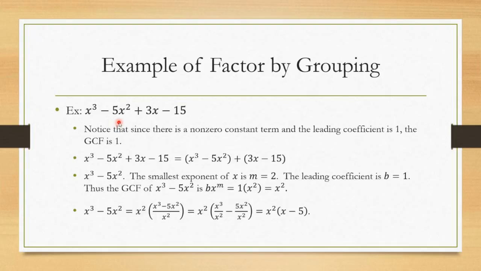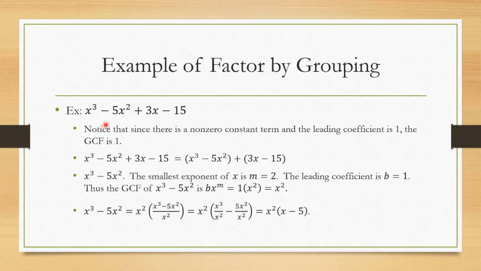But here, notice the GCF is 1. And I really just wrote down why, right? The leading coefficient here is 1. That tells you the greatest common factor among the coefficients and the constant term is 1. So in other words, that b in bx to the m is 1. And since there's a non-zero constant term, you can't factor out any variables.